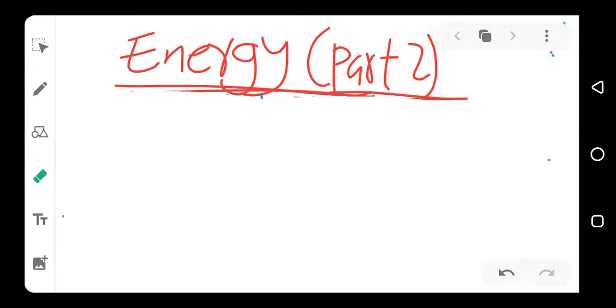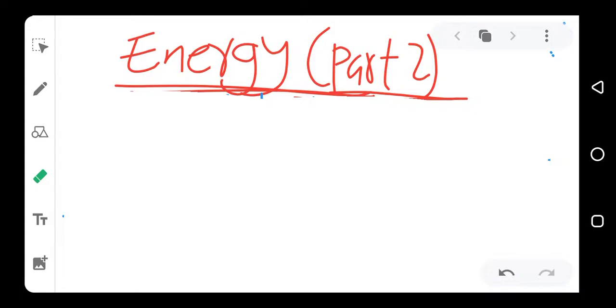In the previous class we talked about the definition of energy. We also talked about the units of energy, the types of energy, that is potential energy and kinetic energy. And we also talked about the forms of energy, sound energy, light energy, and others. And then the formulas for calculating the energy of a body. We said that we have two formulas, the formula for calculating potential energy and another formula for calculating kinetic energy.